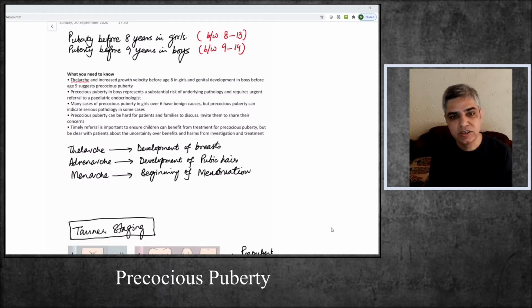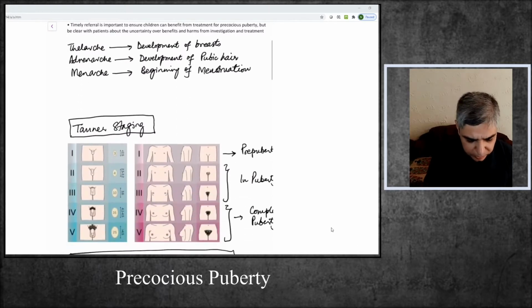Tanner staging is usually given in the exam. It is also a high yield topic. It's very frequently tested, especially in MRCPCH part 2. They will give you certain parts, like a boy who's got, let's say, a testicular volume of 6 mL, and he's got Tanner stage 2 or 3 development of the pubic hair. So they would ask you what could be the reasons for that. So it's a very high yield topic. Let's move on and discuss Tanner staging.